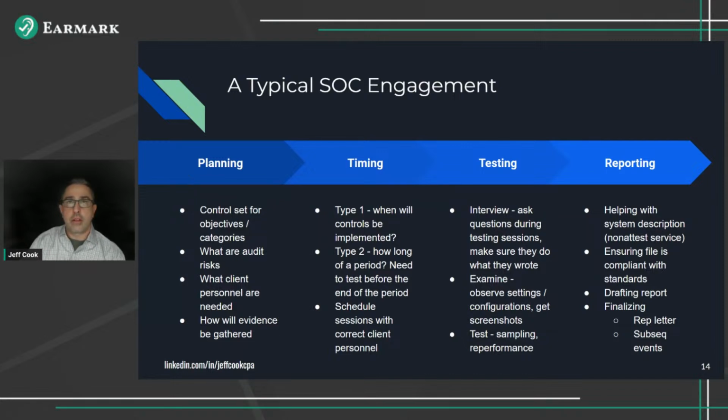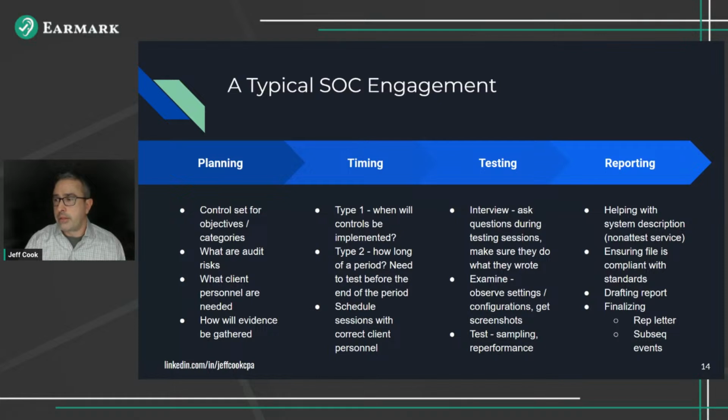And then how is the evidence going to be gathered? Are you going to use a portal? Is it going to be email, screen sharing? I usually, during interview sessions, we'll do screen sharing if the client's okay with that, take some screenshots, et cetera. But you want to do that ahead of time because you don't want to go in thinking you're going to do that, and the client says, no, we can't do that. So you need to think about that during your planning. Again, planning, so huge to make the engagement go smoother. That goes for financial statement audits too, when I used to do those.